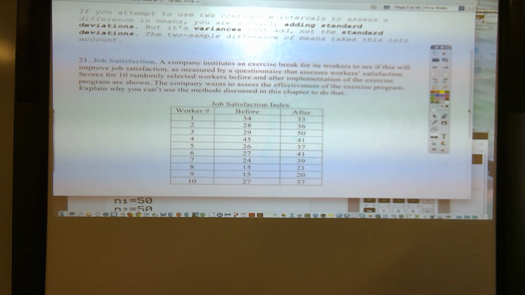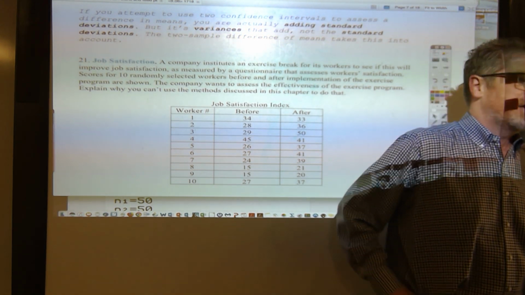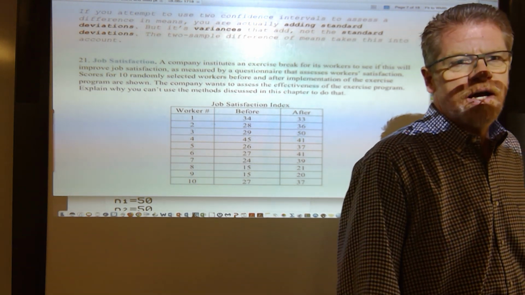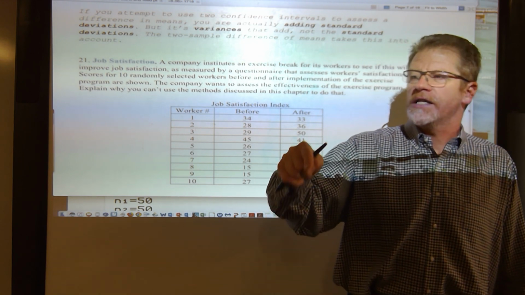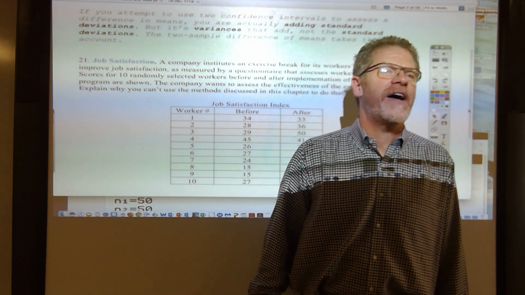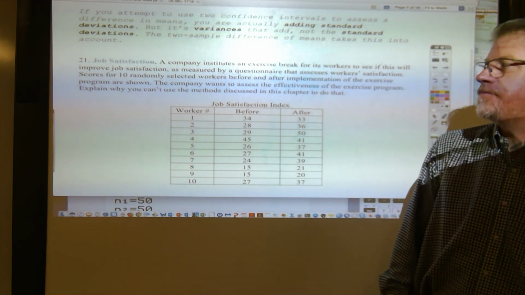Just imagine this. A company institutes an exercise break for its workers to see if that will improve job satisfaction. Forced exercise. Let's see how this goes. People seem to be upset about job satisfaction. They're not satisfied at work. I know. Let's force them to exercise every day, and then we'll measure their job satisfaction again.